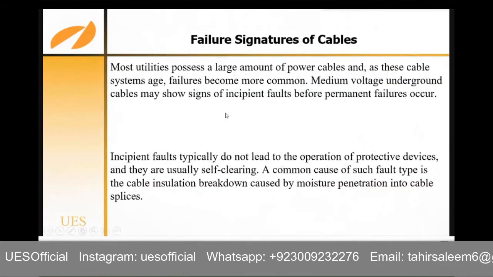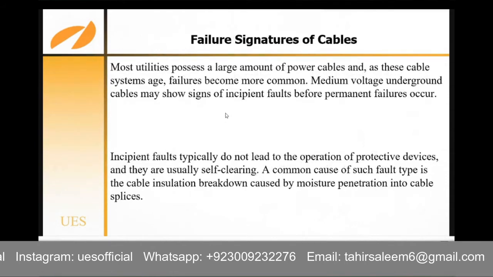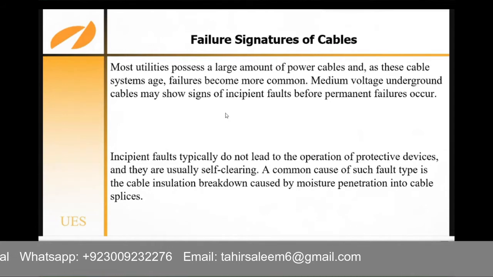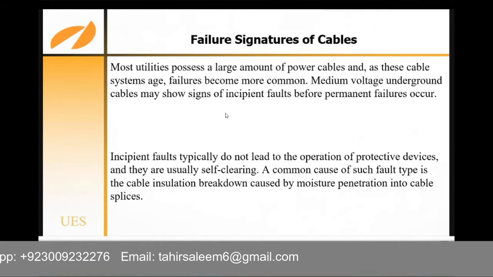Now, we have divided these signatures into different parts. As we know, there are different electrical equipments, so we have divided them into different sections so that we can give you a general idea for the individual equipments.